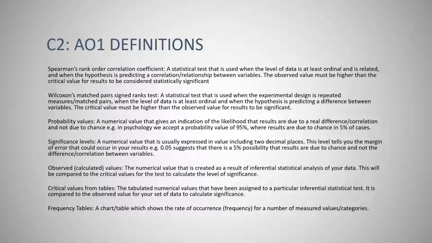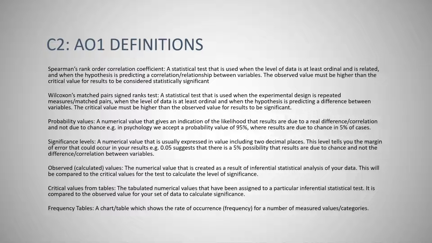This will be compared to the critical values for the test to calculate the level of significance. Critical values from tables. These are the tabulated numerical values that have been assigned to a particular inferential statistical test. It is compared to the observed value for your set of data to calculate significance.